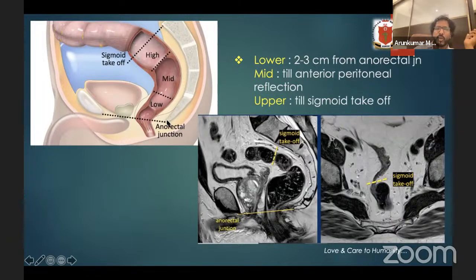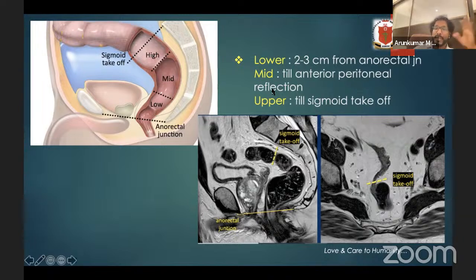Almost always the radiologists draw a line between the tip of the coccyx to the lower, or sometimes upper, border of the pubic symphysis. Lower is better. Whatever is below is anal canal, above is rectum. So here, this is the sigmoid takeoff, this is the rectum and this is the anal canal. This is the line from the tip of coccyx to the lower border of the pubic symphysis.